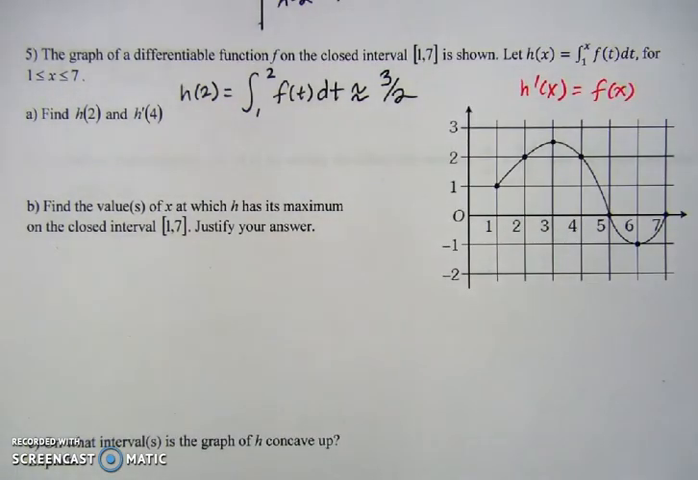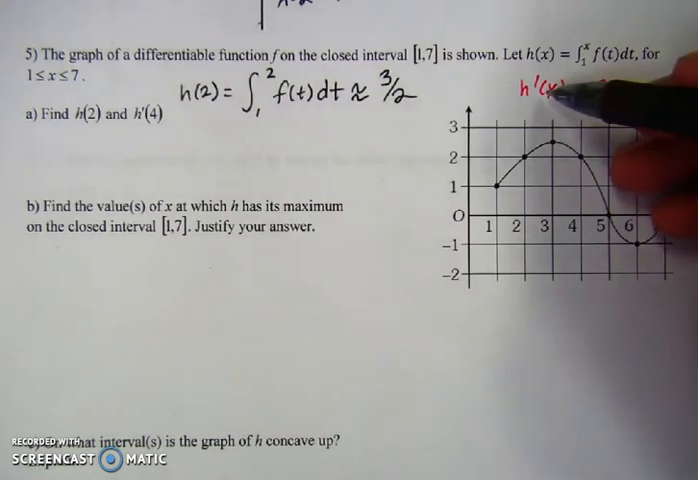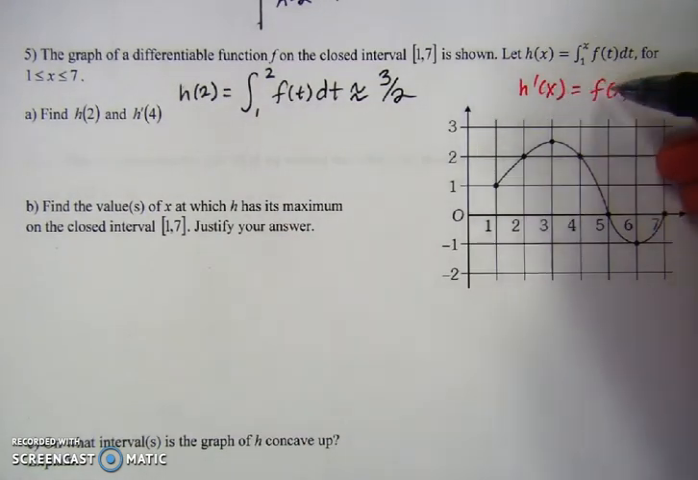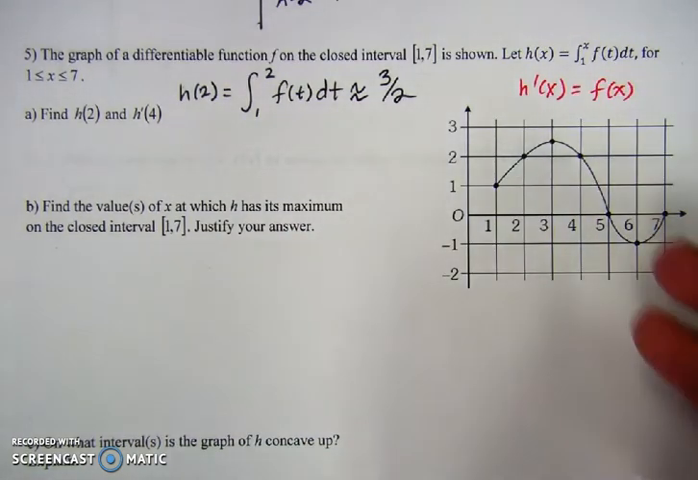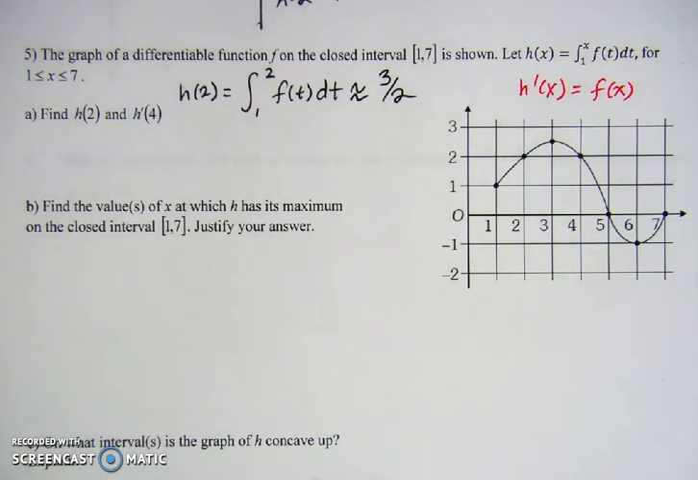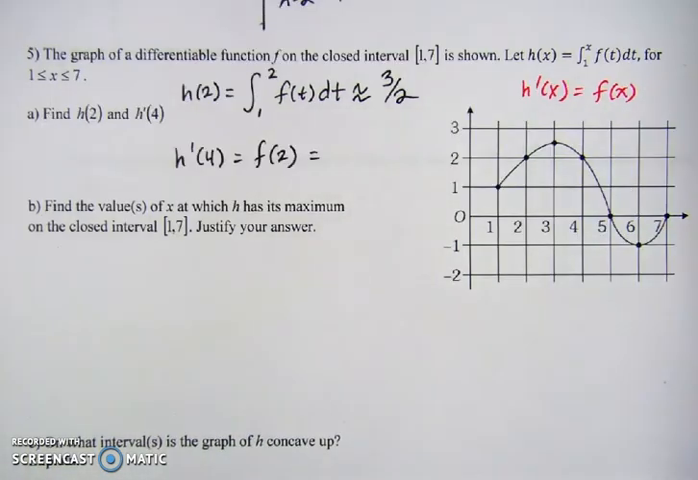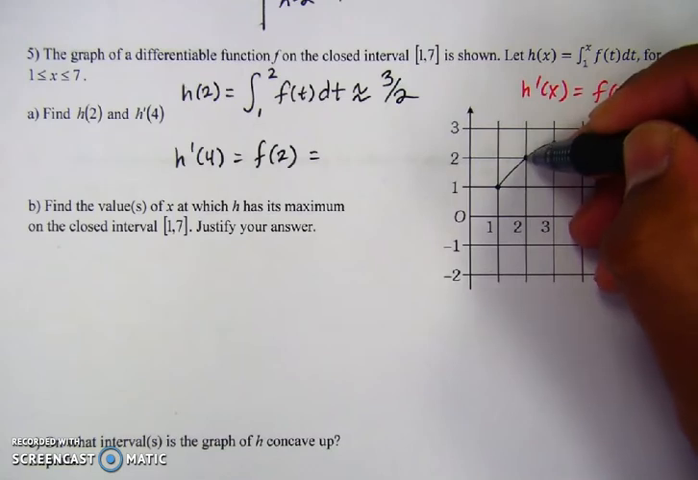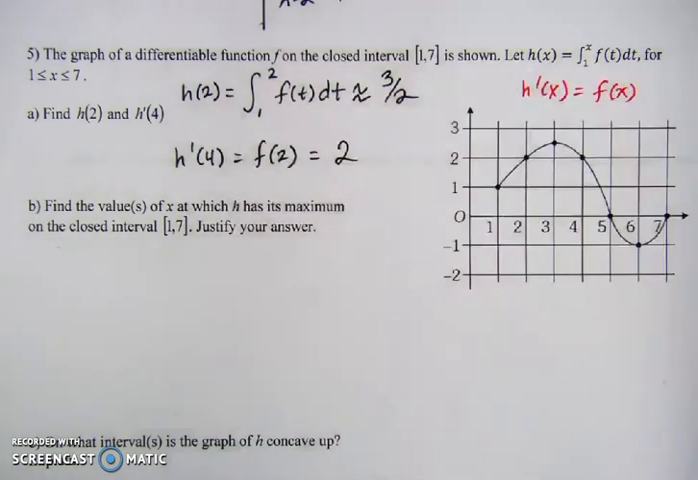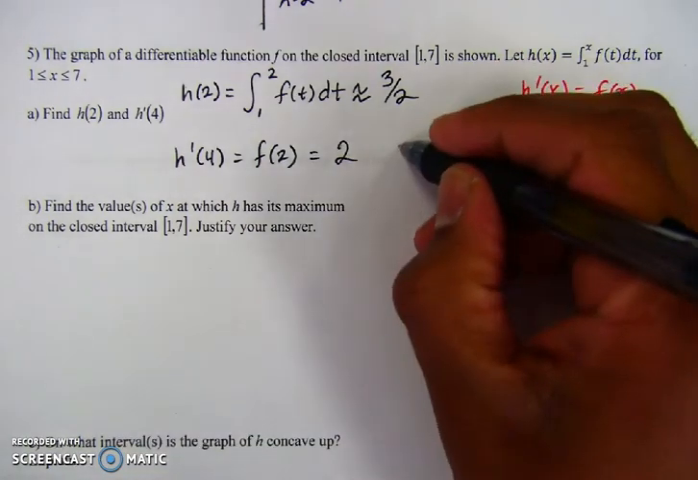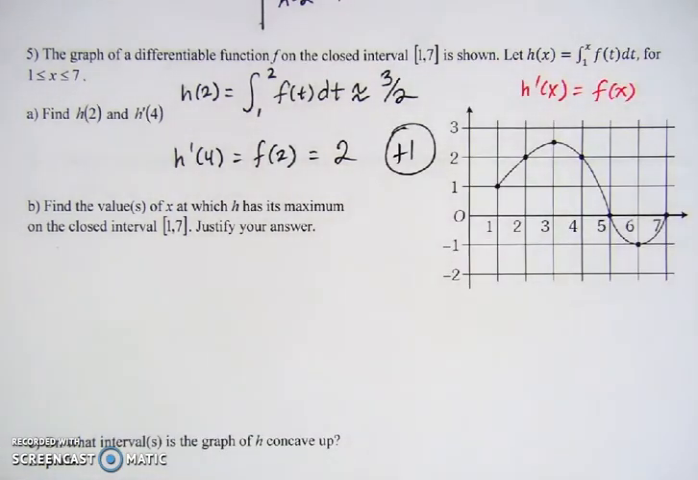For calculating h prime of 4, you're going to use h prime of x equals f of x. So h prime of 4 should equal f of 2. And f of 2 is this point right here, so that should be 2. This is 1 point for part A.